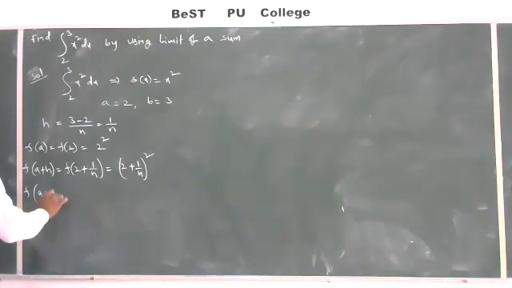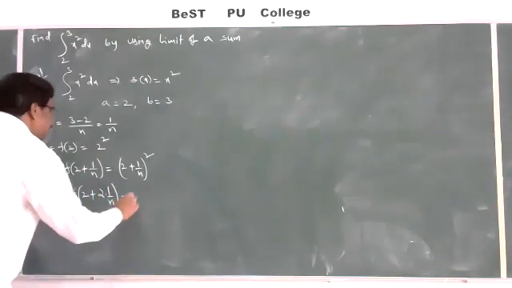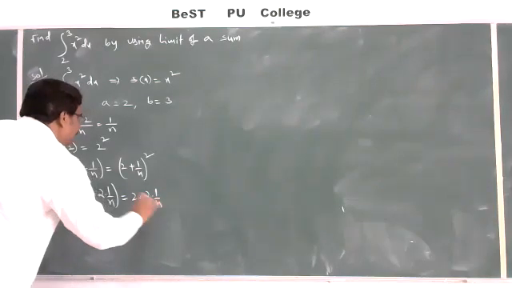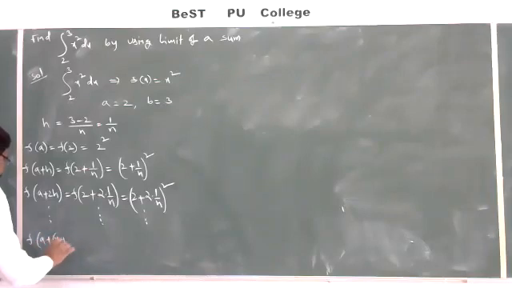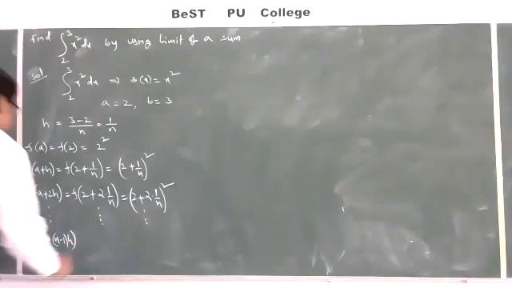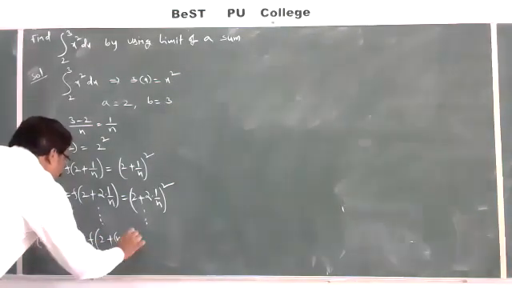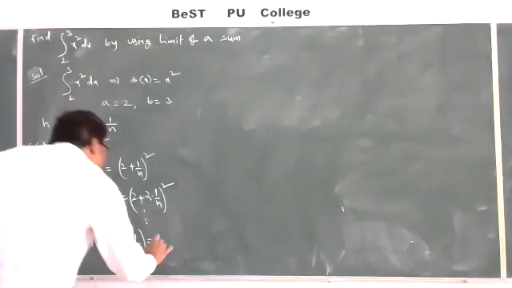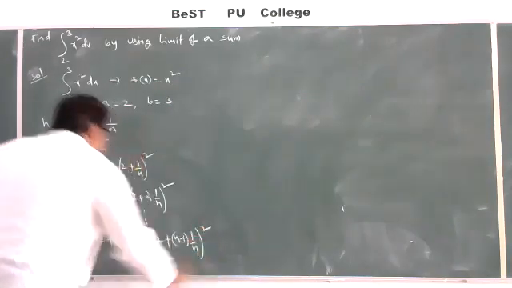f of a plus 2h, that is f of 2 plus 2 into 1 by n, that is 2 plus 2 into 1 by n whole square, and so on. Like f of a plus n minus 1 into h is equal to f of 2 plus n minus 1 into 1 by n, that is equal to 2 plus n minus 1 into 1 by n whole square.